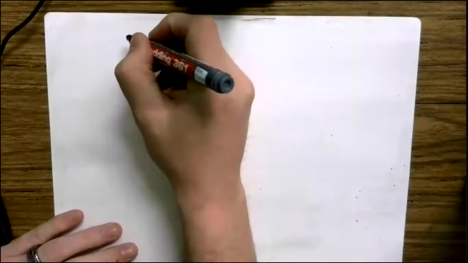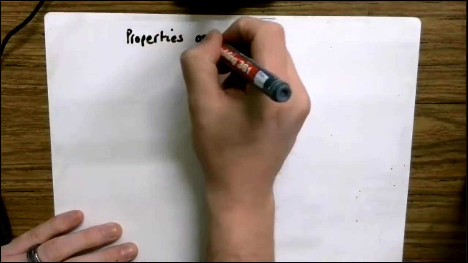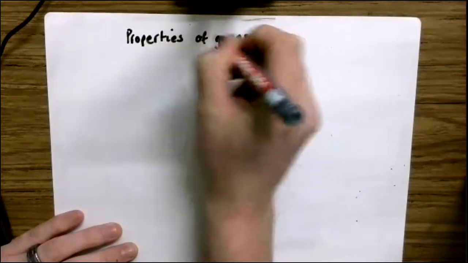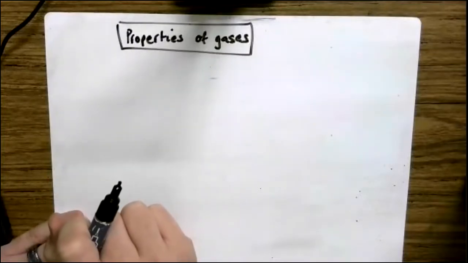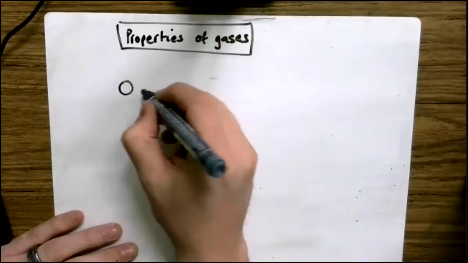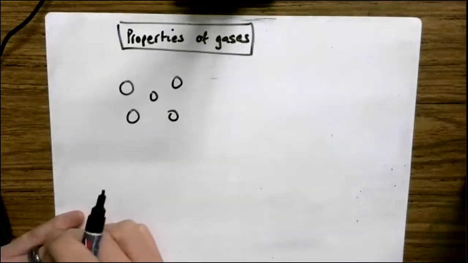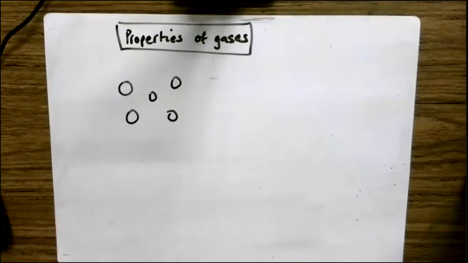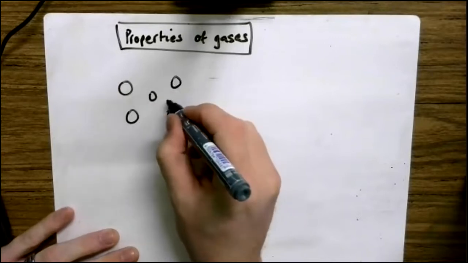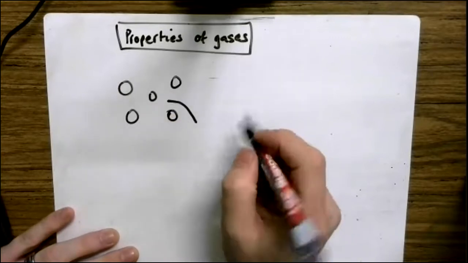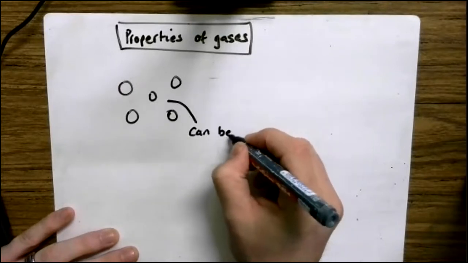Okay, last of all, we're going to look at the properties of gases. Now, pause the video and draw a particle diagram of a gas for me. Okay, hope you did this. 1, 2, 3, 4, 5. That'll do. 5 gas particles. Now, first of all, I hope you noticed that this is the first time we've seen the particles really spread out with lots of space. Because they have lots of space, this means that we could squash the space, and this means that gases can be compressed.